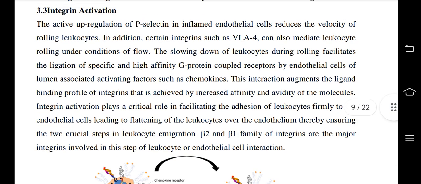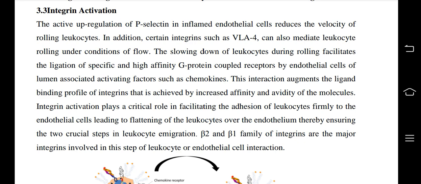Integrin activation. The active upregulation of P-selectin in inflamed endothelial cells reduces the velocity of rolling leukocytes. In addition, certain integrins such as VLA4 can also mediate leukocyte rolling under conditions of flow. The slowing down of leukocytes during rolling facilitates the ligation of specific and high affinity G protein coupled receptors by endothelial cells of lumen associated activating factors such as chemokines. This interaction augments the ligand binding profile of integrins, which is achieved by increased affinity and avidity of the molecule.